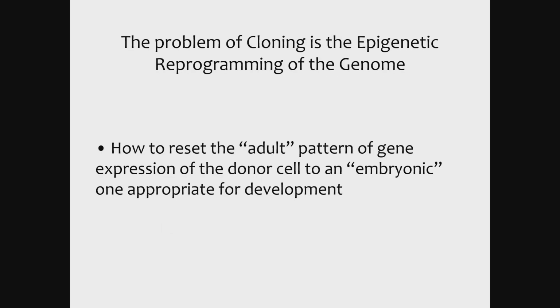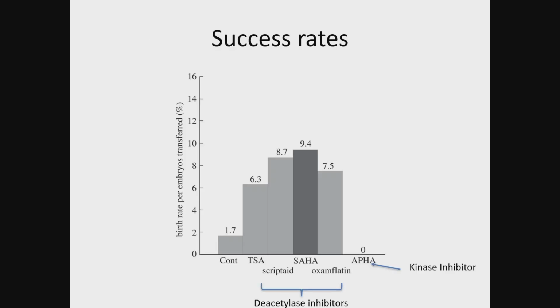So how can we do this reprogramming? For this, we can increase the rates of success if we play with the epigenetic code. For example, if we take the same experiment, but then we add deacetylase inhibitors that prevent the removal of histone modifications, then we have an increase from the control in the rates of success.